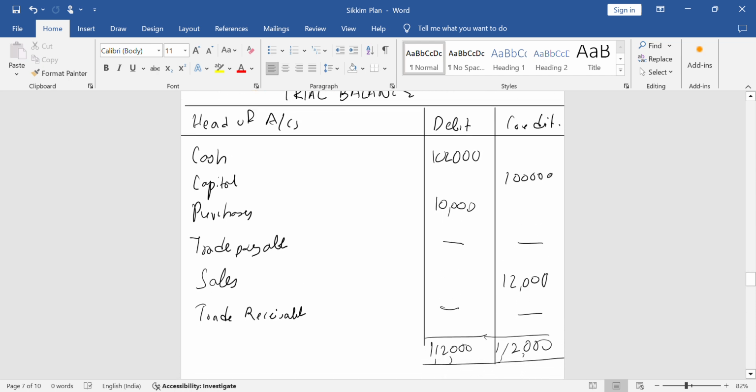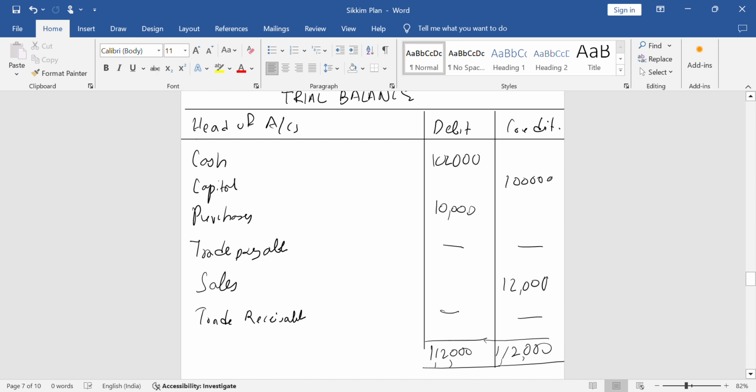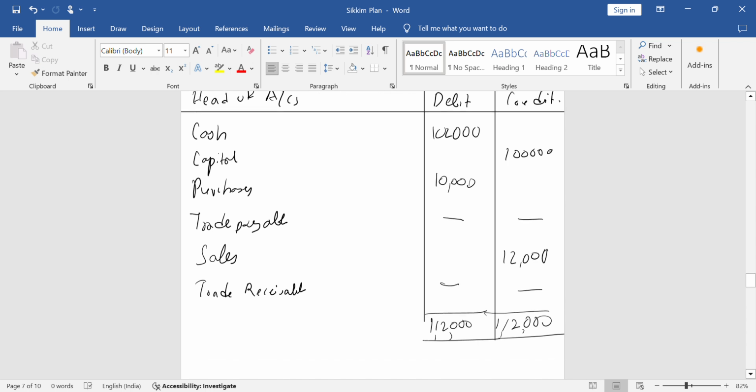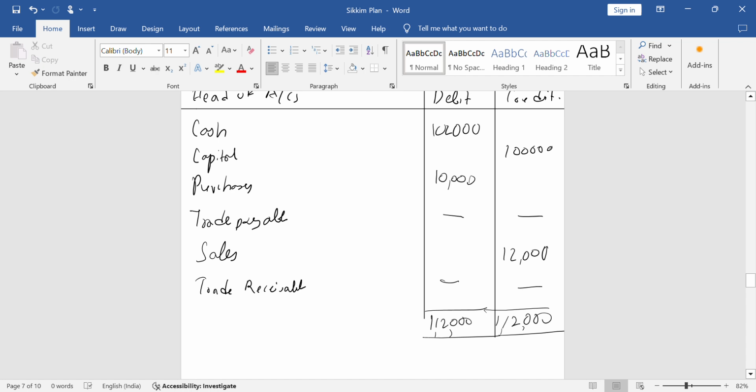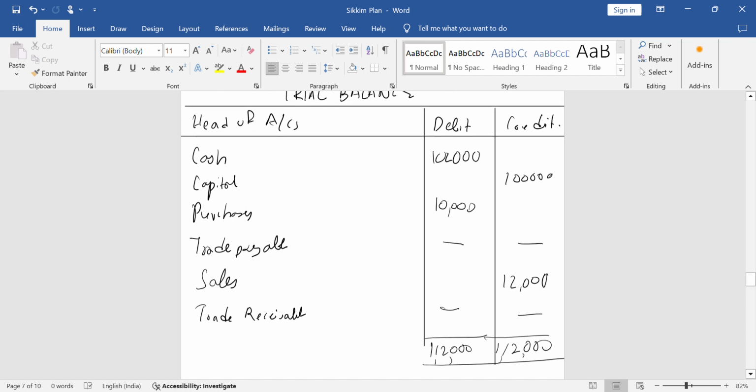So now we have to check whether both the sides are equal or not. Debit total is 1,12,000, credit total is 1,12,000. It is matching. So your answer is correct now.